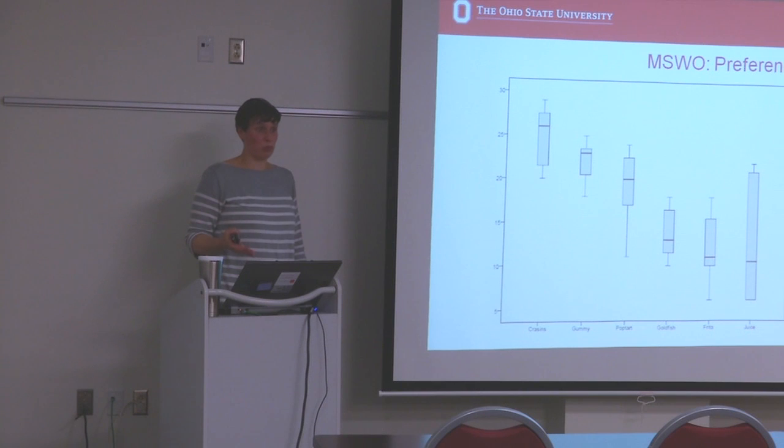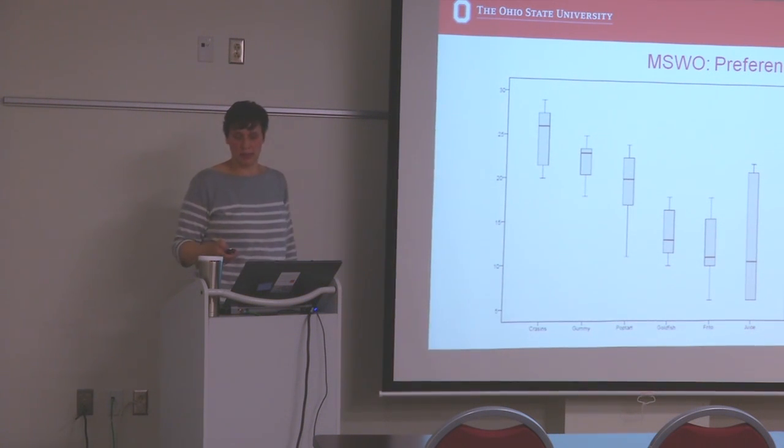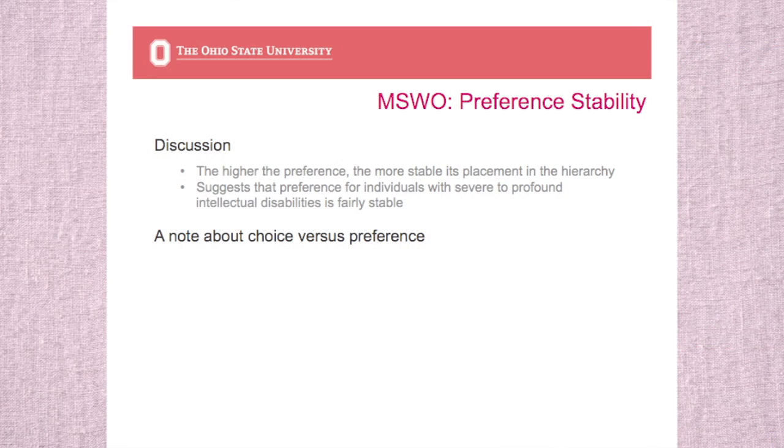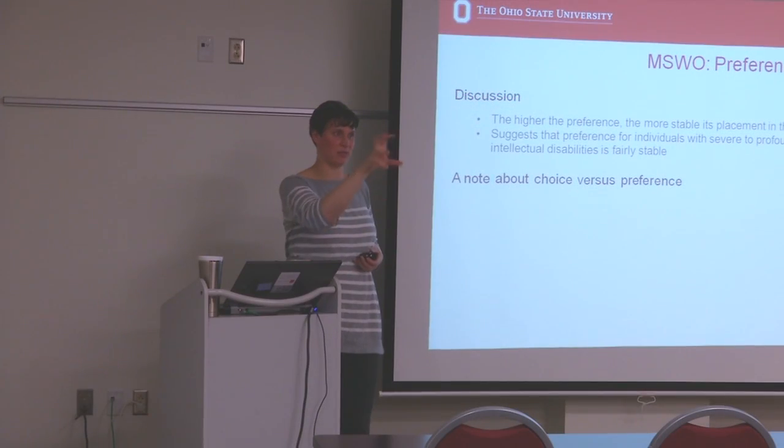Best practice would probably suggest that it's a good idea to run a preference assessment more often than once a year, right? So I have here just a note to remind myself the difference between choice and preference, right? Choice is your act of selecting something. Preference is sort of how I feel about that thing in the moment, right? But my choice is the act of choosing the thing I prefer, okay?